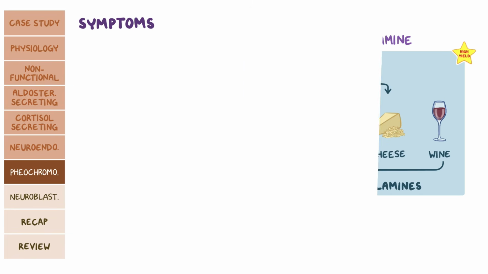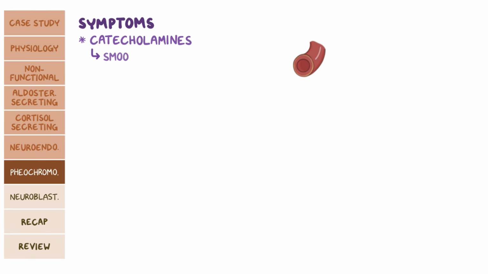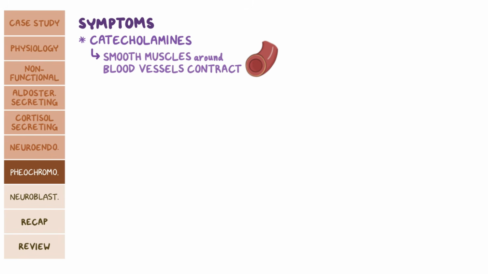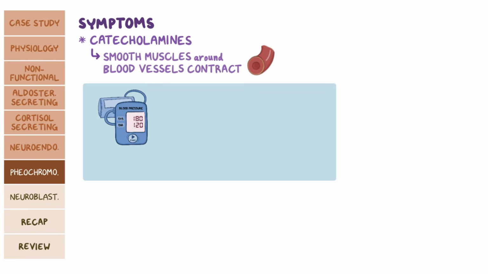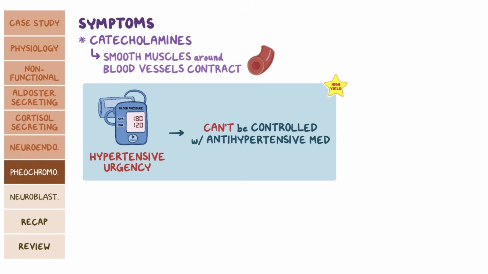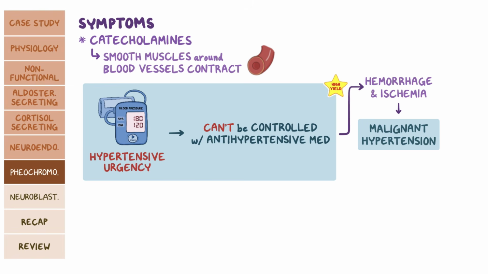Once released into the bloodstream, catecholamines cause the smooth muscles around blood vessels to contract, raising the peripheral vascular resistance, resulting in hypertension that can't be controlled with antihypertensive medication. During a spell, the blood pressure can go over 180 over 120 millimeters of mercury, and this is called hypertensive urgency. This can cause damage to the smaller vessels in organs, leading to hemorrhage and ischemia. When there's organ damage, it's called malignant hypertension.